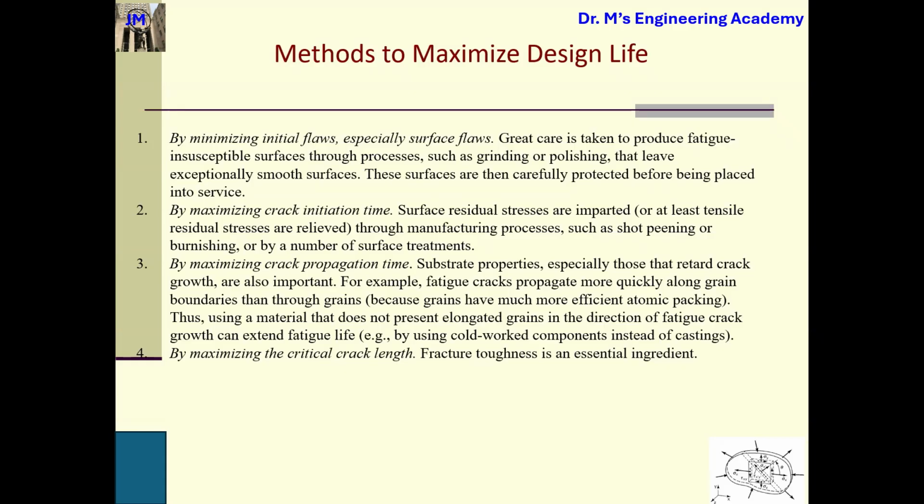Okay, so you need to know, if I just give you a conceptual question and ask you about the means that we have to maximize design life, this is what I'm talking about.